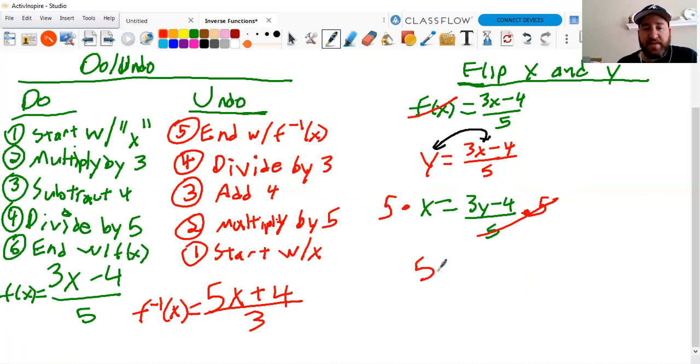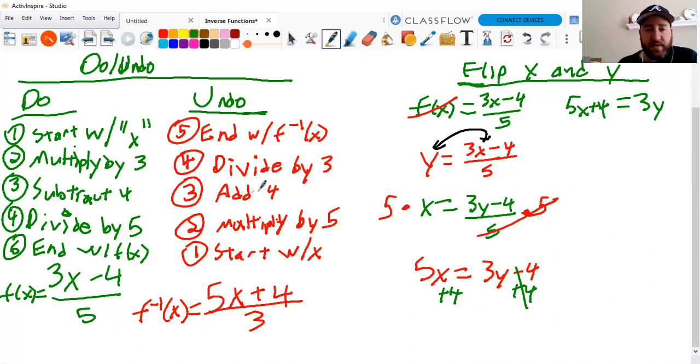All right, so it gives me 5x equals 3y minus 4. Again, if I look, what was the first step I did? Multiply by 5, multiply by 5. Add 4 to both sides. All right, I'm going to move it up here now. So I add 4 to both sides. Leaves me 3y on the right, 5x plus 4 on the left. Again, add 4 was my next step going up.